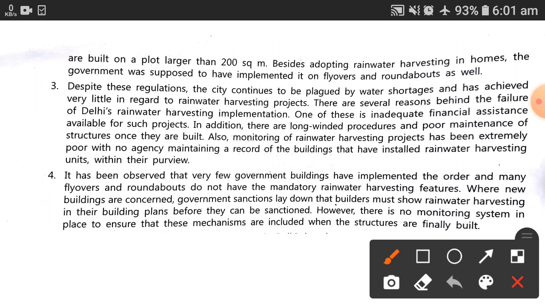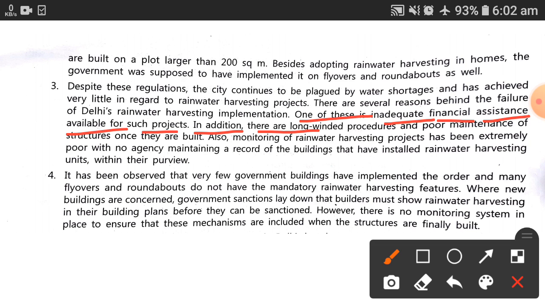Now let's see the next paragraph, paragraph number three. What does this paragraph say? Despite these regulations, the city continues to be plagued by water shortage and has achieved very little in regard to rainwater harvesting projects. There are several reasons behind the failure of Delhi's rainwater harvesting implementation. One of these is inadequate financial assistance available for each project.